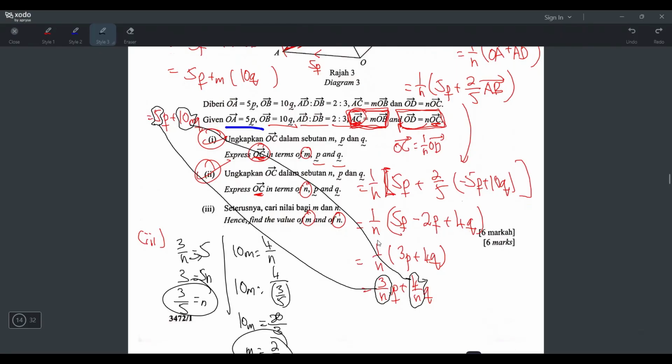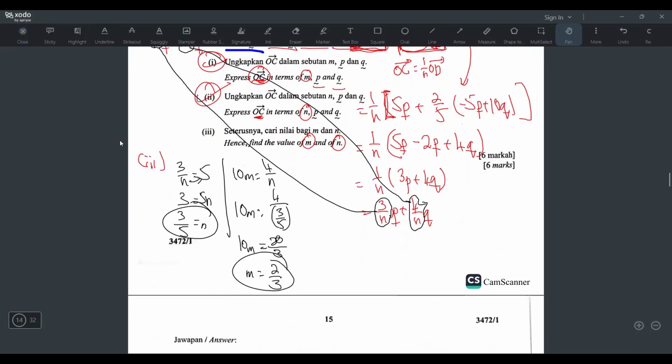This is also why I recommend students to always kembang. You want it to be kembang so that your answer is like this, something P, something Q. This one also something P, something Q. So that when you compare, it will be easy lah. You just look at the coefficient and equal like that, right? Okay, that's all. Hope you understand.